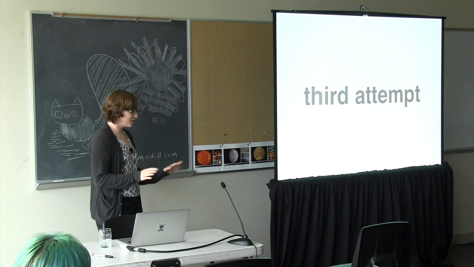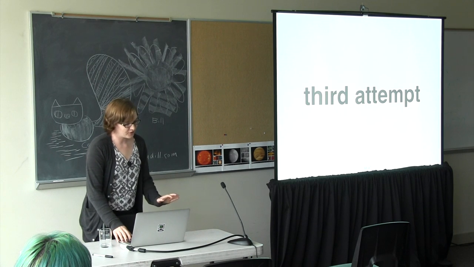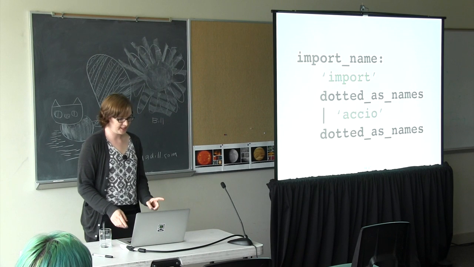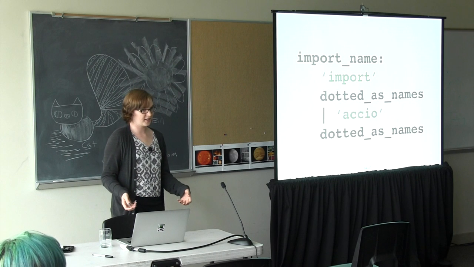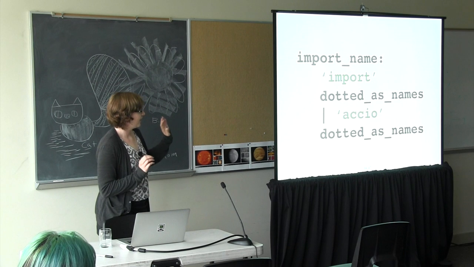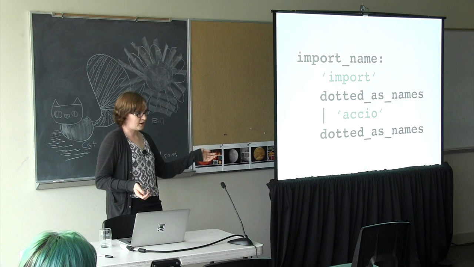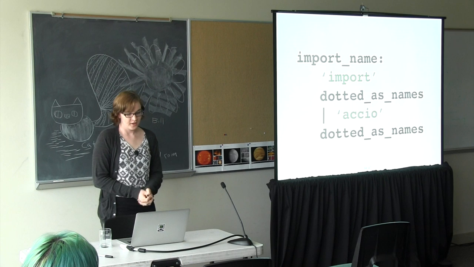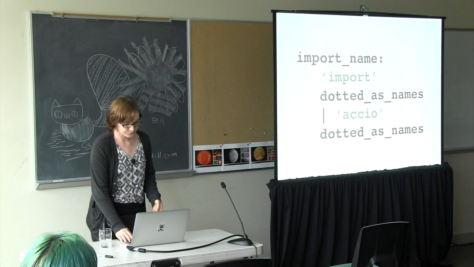So we're going to try to figure out what to do with this, right? For now, maybe we should settle with not completely removing import. So I think what we can do is say, let's try making a Python that can understand both import and Accio. The way that we can do this is back in the grammar file, we can say, OK, an import name, I'm going to let that be the literal string import followed by a module name, or the literal string Accio followed by a module name. So theoretically, this should create a Python in which we can use both import and Accio.